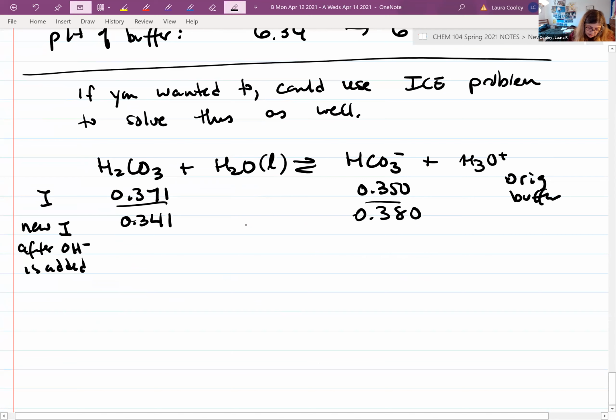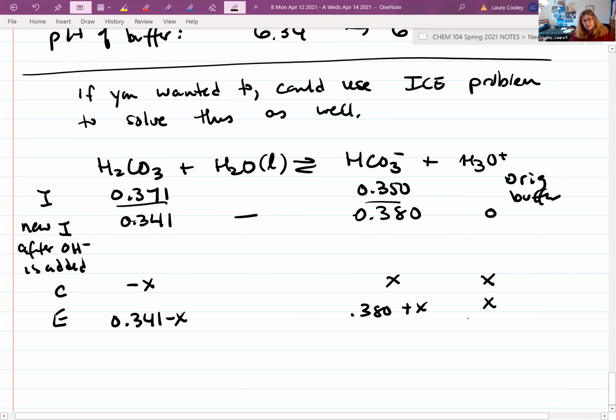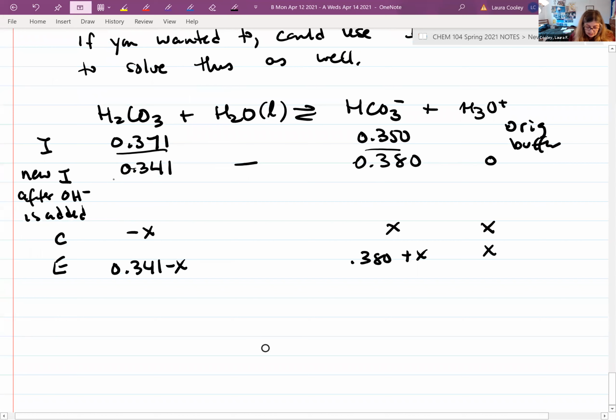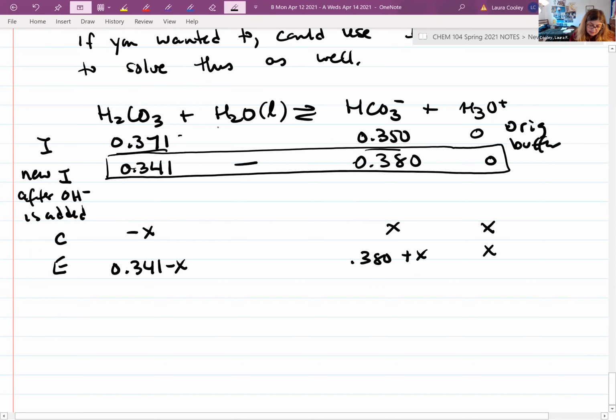And so you could set up an ICE chart with that new set of concentrations. Put a 0 for H3O plus, you put minus X, 0.341 minus X, 0.380 plus X. This would be X. So it's exactly the same type of calculation that we've been doing all along. It's just that now we have these new initial concentrations, whereas before we had these two. So you could solve this problem the same way that we know how to do it from before.